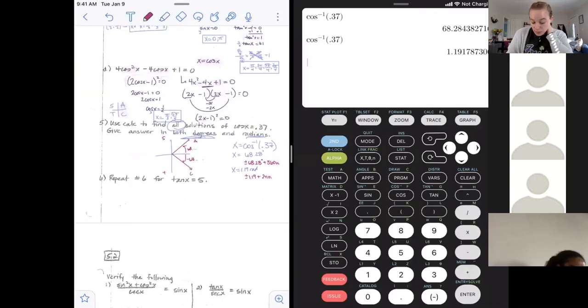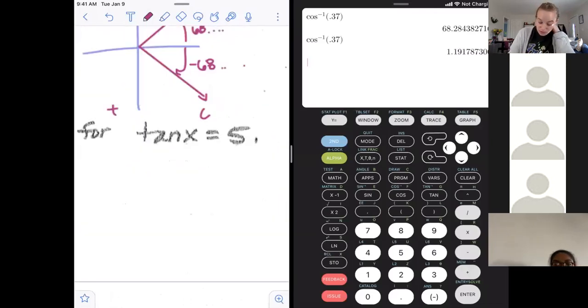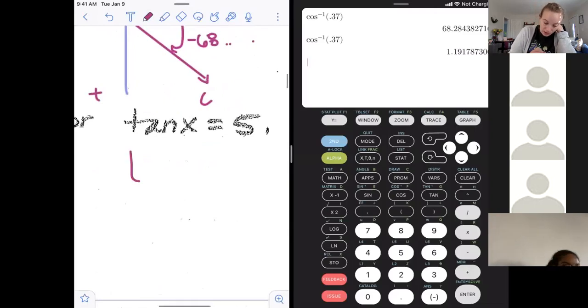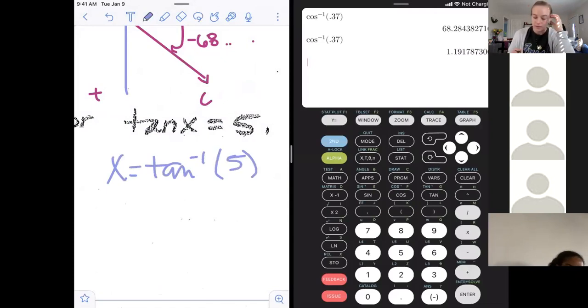We're going to do the exact same thing with tangent of x equals 5. So let's do tangent of x equals 5 in our calculator for our answers. We'll find what the basic degree and radian is, and then we'll work from there. So I'm going to do x equals inverse tangent, or second tan, or tan to the negative first of 5. I'm going to do it in degrees.